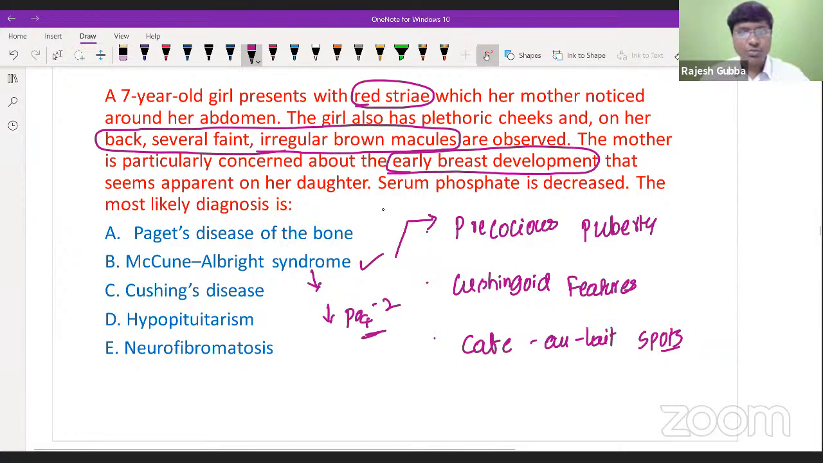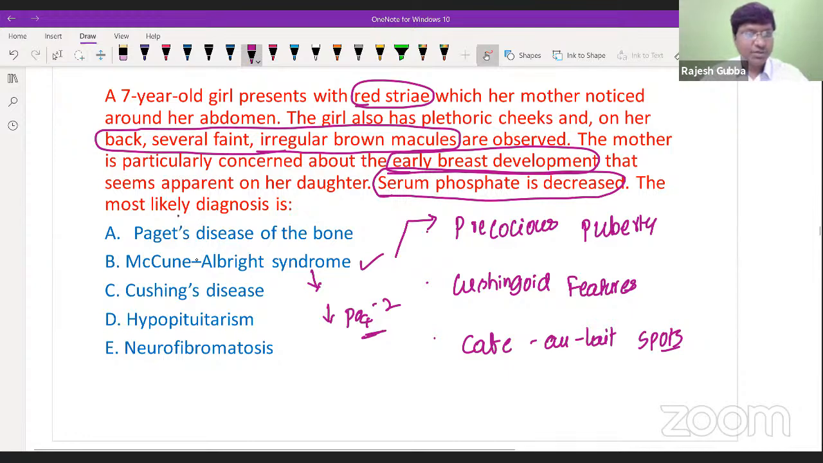Now, even the question tells you that the serum phosphate is decreased. So that is McCune-Albright syndrome. It is not Cushing's syndrome. What are the points going against Cushing's disease? Early breast development is not seen in Cushing's. Decreased serum phosphate is not seen in Cushing's. And in Cushing's, you will not have red striae. What you will have in Cushing's is purple striae.